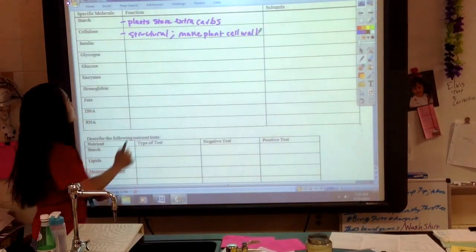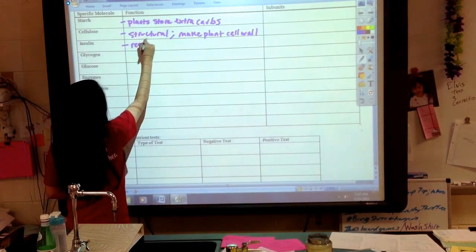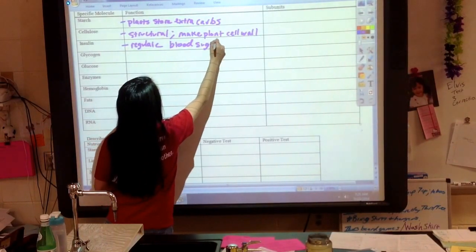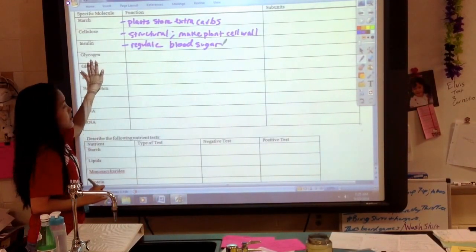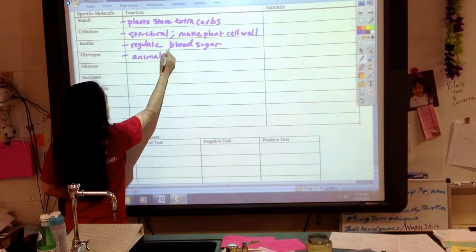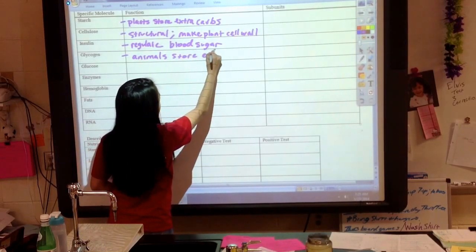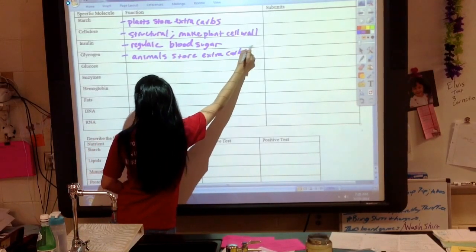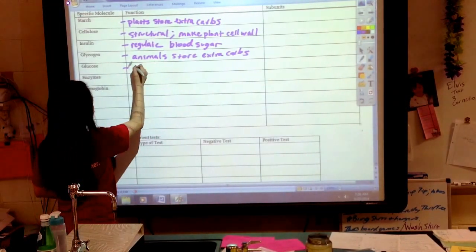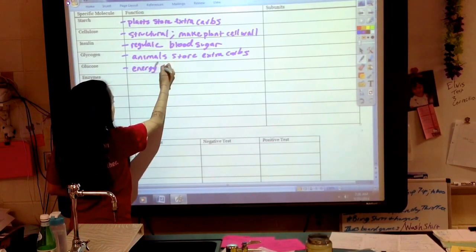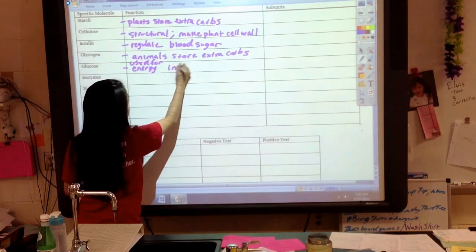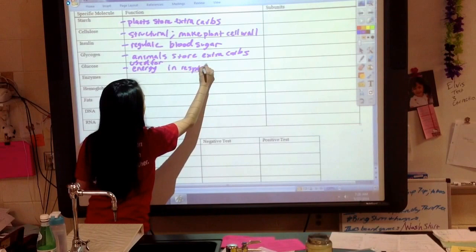You'll have insulin, and insulin is going to help regulate blood sugar. You'll have glycogen, and glycogen is actually a way that animals store extra carbs. Glucose, remember, is an energy molecule, or can be used for energy. In respiration, you'll see that molecule.